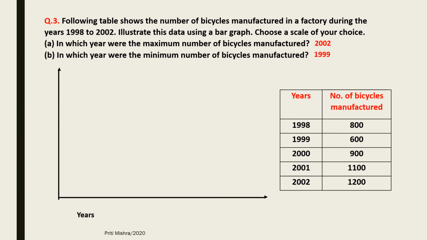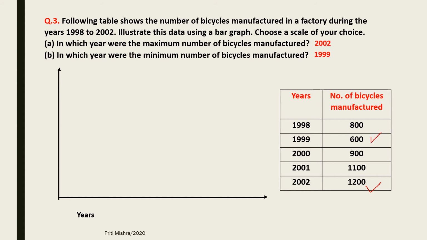Number 3. The following table shows the number of bicycles manufactured in a factory during the years 1998 to 2002. Illustrate this data using a bar graph, choosing a scale of your choice. Now you have two more questions beside this bar graph work. First, in which year was the maximum number of bicycles manufactured? When you look at the table, you can analyze that the year 2002 was the year having the maximum number of bicycles manufactured. Now the second question: the minimum number of bicycles were manufactured during the year 1999.